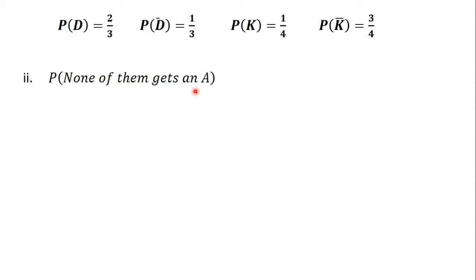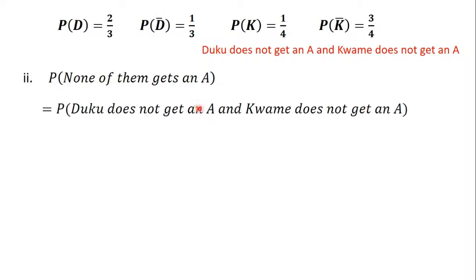Duku and Kwame are going to write an examination, and we are being told that none of them gets an A. What this means is that Duku does not get an A and Kwame does not get an A, because none of them gets an A. So the probability that none of them gets an A is equal to the probability that Duku does not get an A and the probability that Kwame does not get an A.